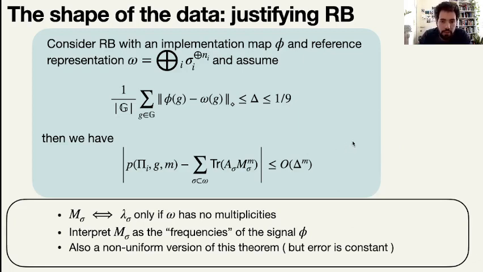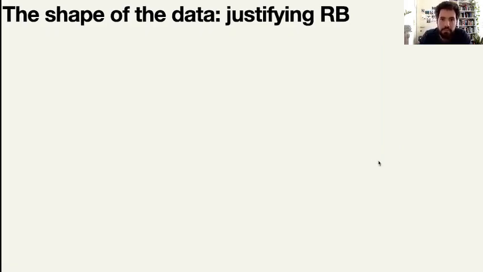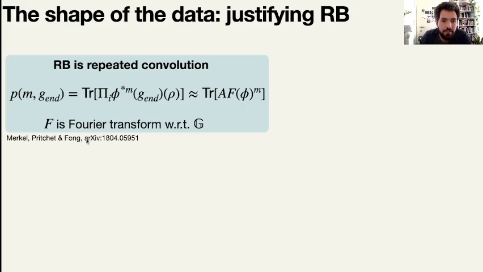So how do we prove this theorem? How do we get to this rigorous statement? Well, it's really a combination of two things that have been realized earlier, and some fairly tedious to make rigorous perturbation theory. So the first thing that we used is this beautiful idea by Merkel, Pritchett, and Fong, which is that randomized benchmarking can be thought of as an n-fold convolution of this matrix-valued map for a suitable notion of convolution. And where there is convolution, there is Fourier transform, and Fourier transforms map convolutions to powers.